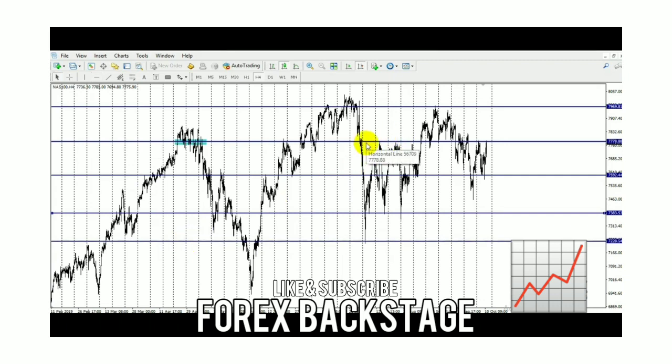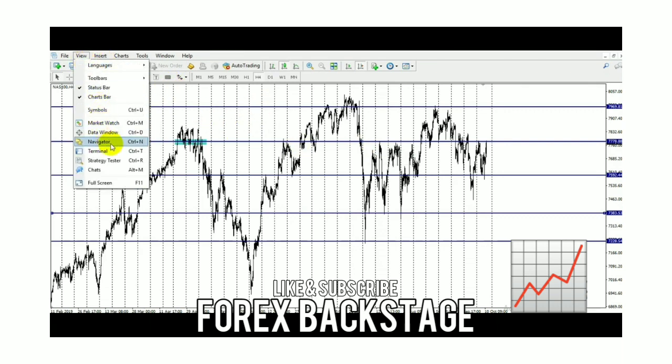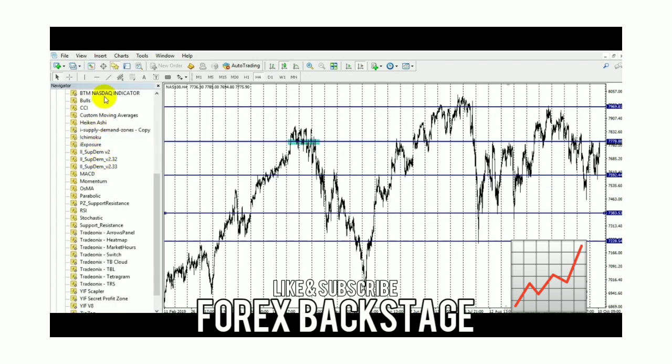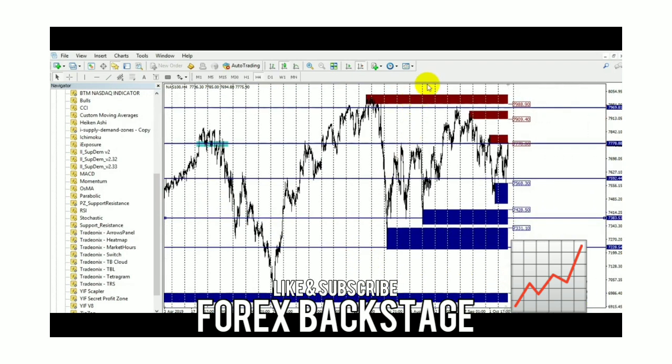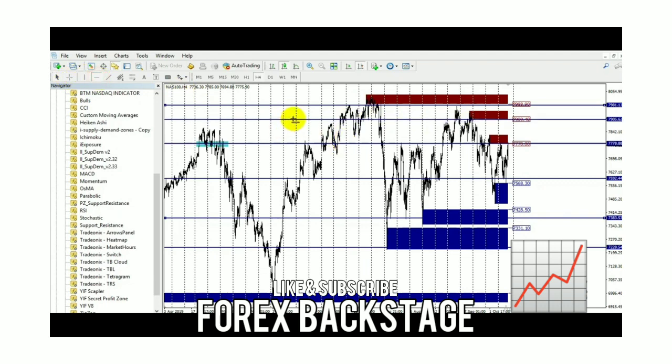But if you can't spot these things, you can use the indicator I've given you. You can just drag and drop it. As you can see, this thing spotted the support and resistance almost where I have spotted them. Yeah, and then let me see. Yeah, I even left this line here.